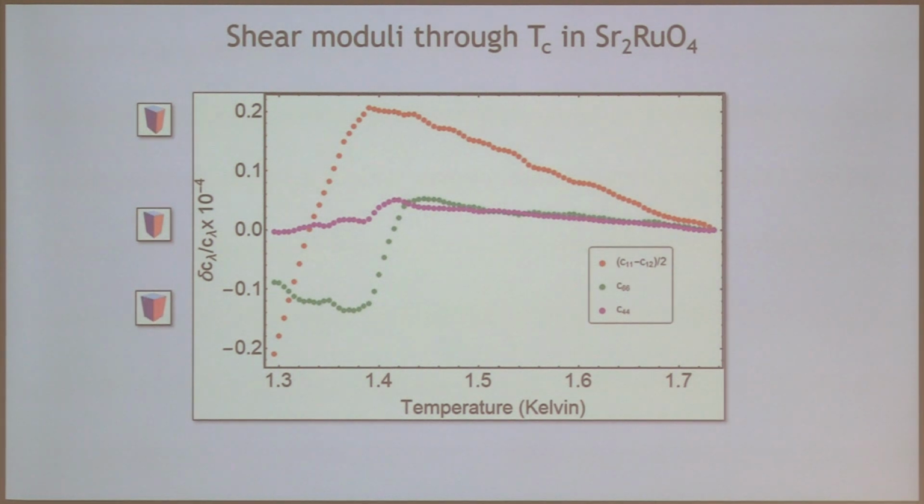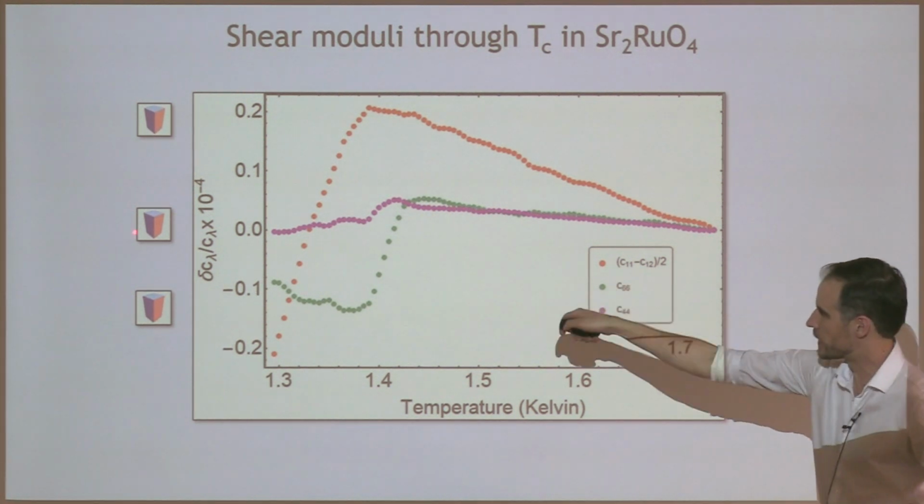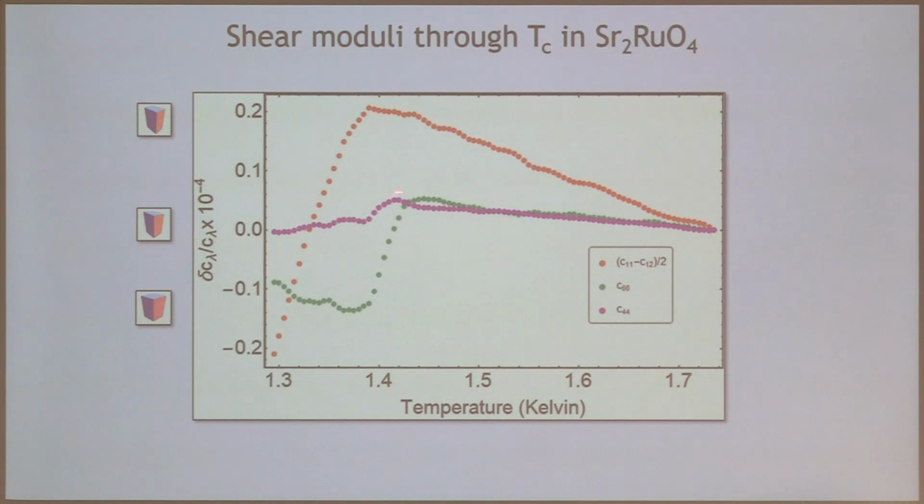So here's the punchline. We measured the shear moduli through TC in strontium ruthenate. C44 is a c-axis shear. It's not allowed to do anything except have a change in slope at the phase transition, and that's the purple one, and that's what it does. It just goes to the phase transition and has a change in slope. I can explain all the wiggles and stuff like that. That's the way we decompose the data.